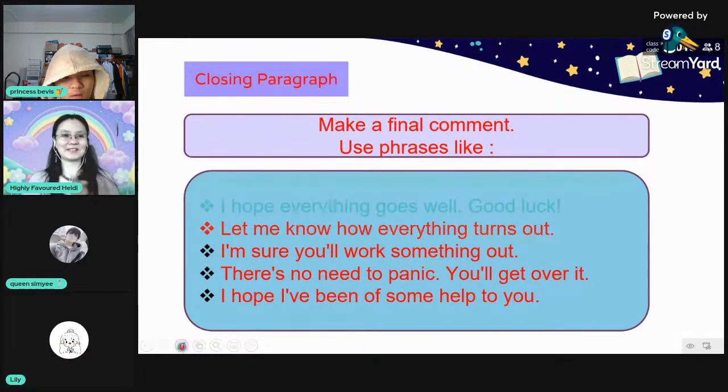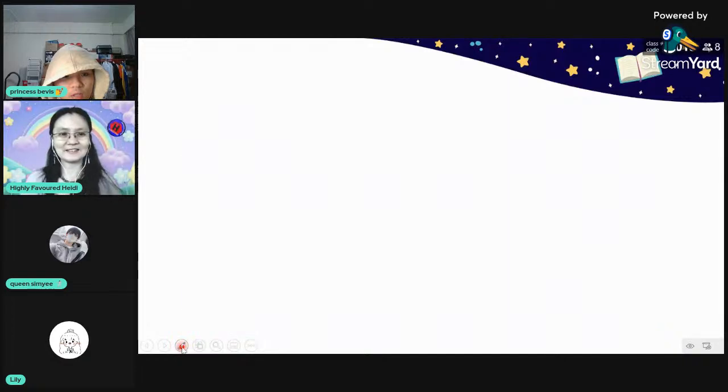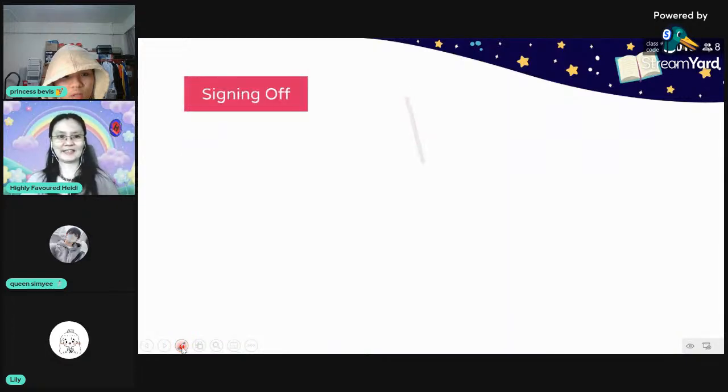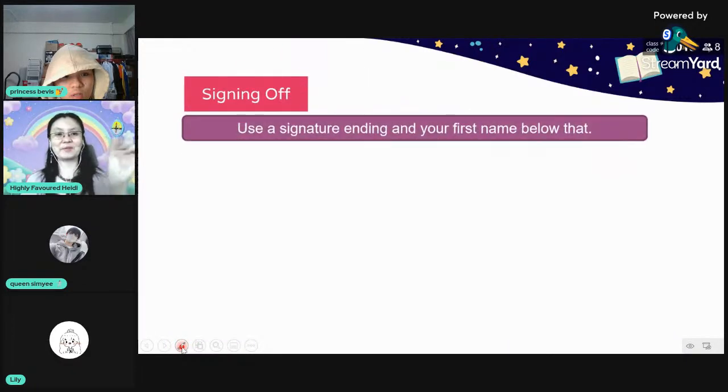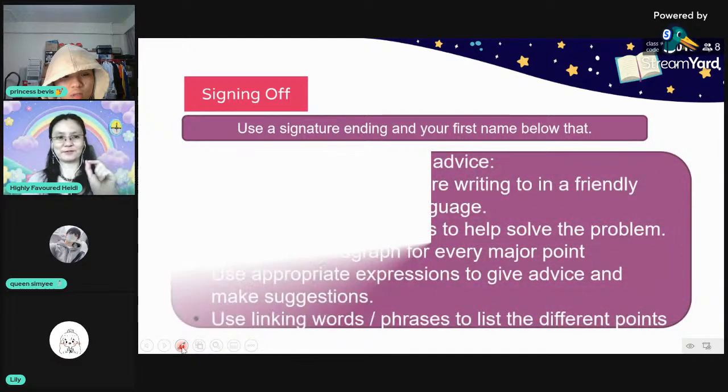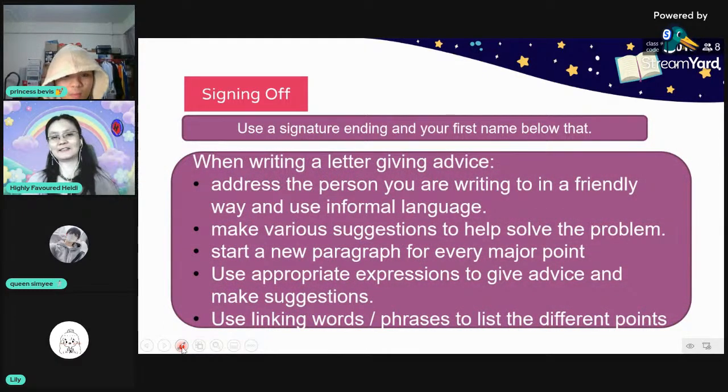So these are some of the phrases, and then the signing off. You end with your name. Don't write the full name. So these are all the tips in your textbook: address the person in a friendly way and use informal language.